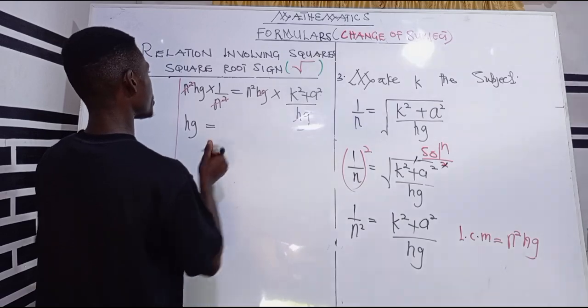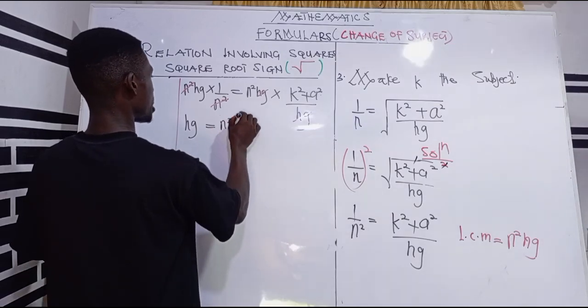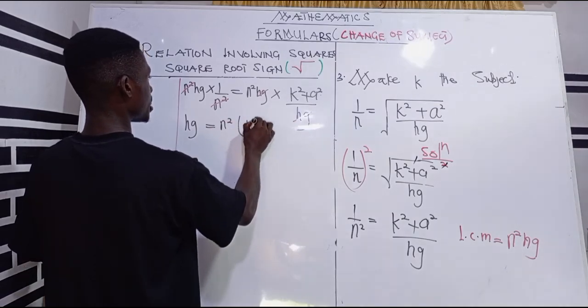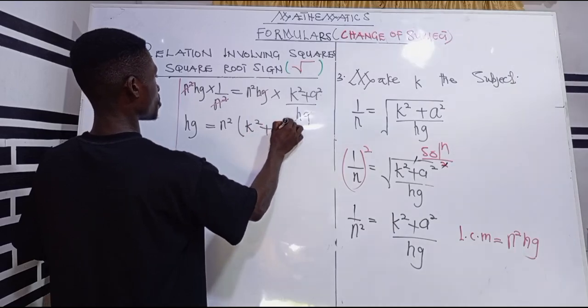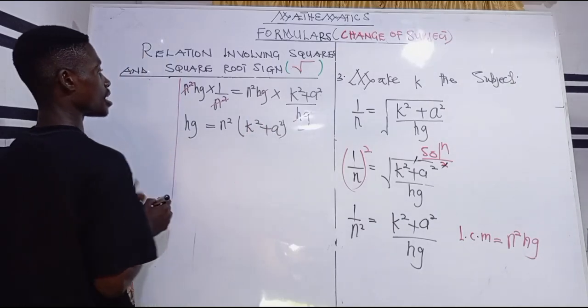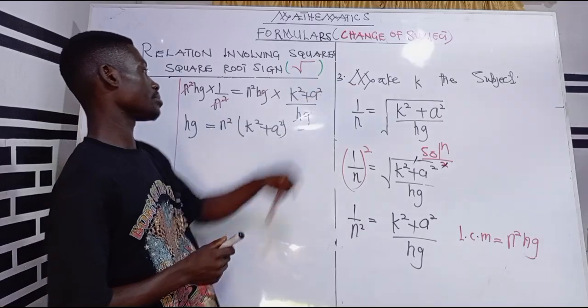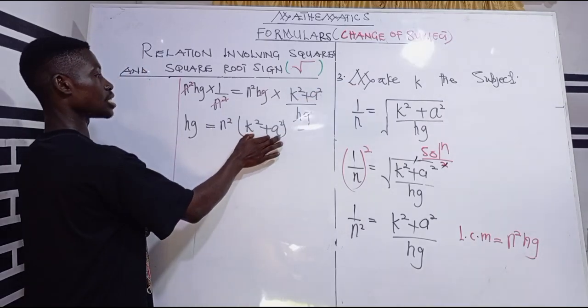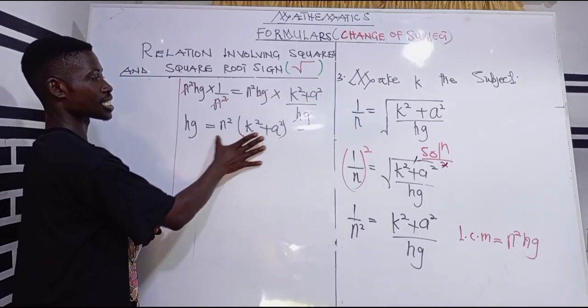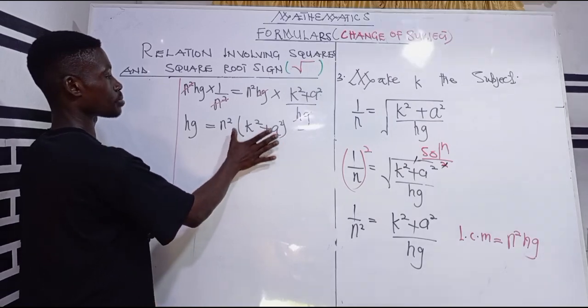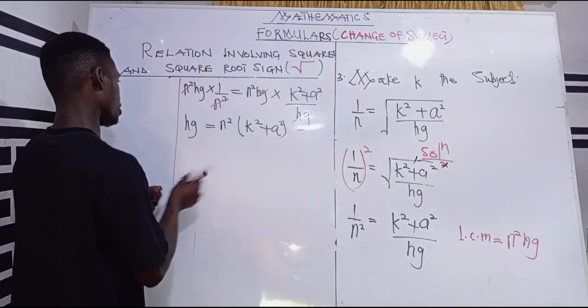We are left with n squared multiplying k squared plus what? a squared. Now we have to make k the subject. But this k is within a bracket, so we have to expand this bracket. So let's do that.